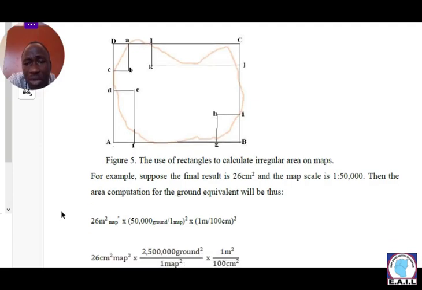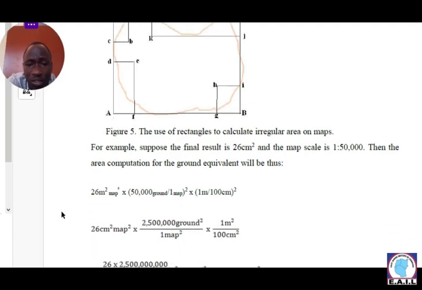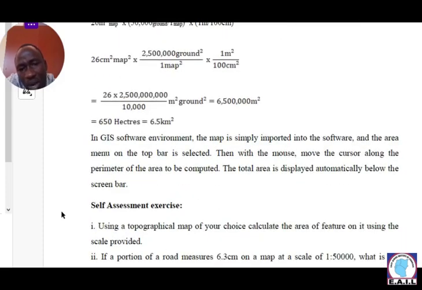When we move on, we are seeing that here they have tried to substitute in the figures. We have 26 meters squared. Then on the map, they are saying squared times 50,000 ground. That's the actual ground. Then you come to the answer, where they are saying it is now 6.5 kilometers. In other words, you also have to convert that answer into what you call kilometers.